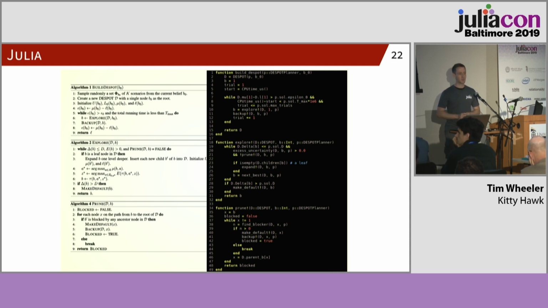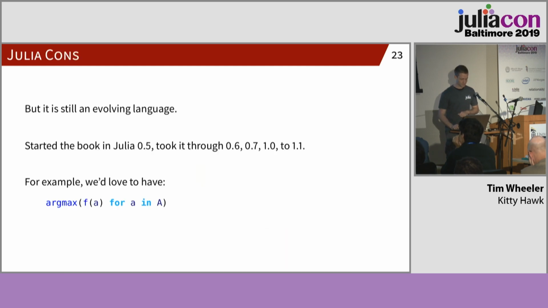The advantage is, though, it's real code and it actually runs. There are JuliaCons. Julia is an evolving language. The book, we started writing it in Julia 0.5 and we had to take it all the way to 1.1. There were some hiccups on the way. We dropped some packages going to 1.0 because the packages weren't updated to 1.0. But overall, it's actually worked out fairly well.